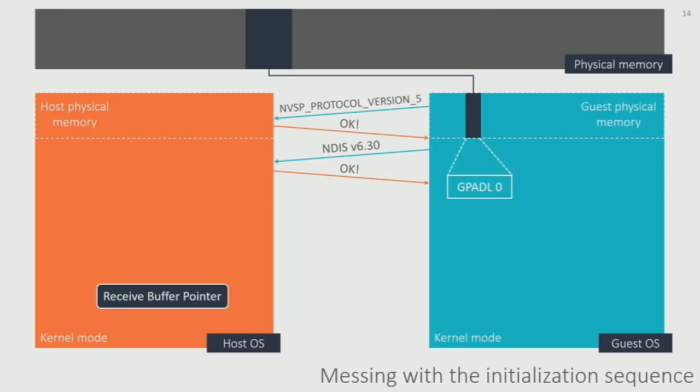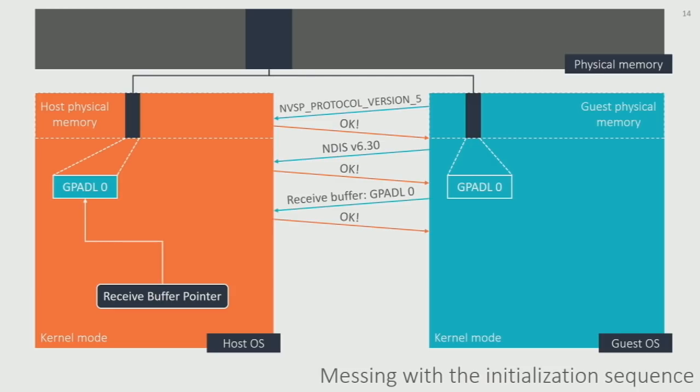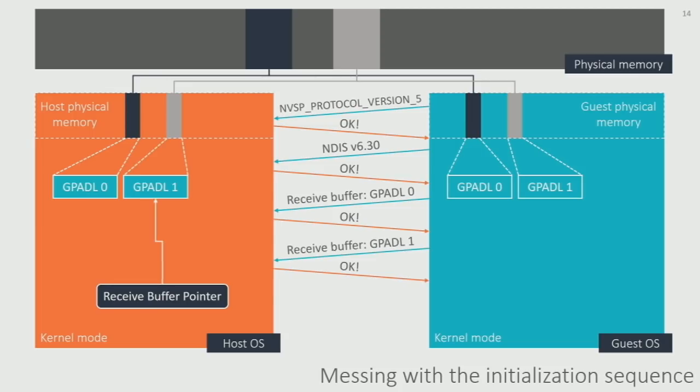So for example here, we're going to have the guest define GPL 0, shared memory between the guest and the host, and it's going to send the first receive buffer. The host is going to map GPL 0 as its receive buffer, and you have a pointer that points to it. Totally cool. After that, it is going to do a second GPADL, and instead of sending it as a send buffer, it's going to send it as a receive buffer.